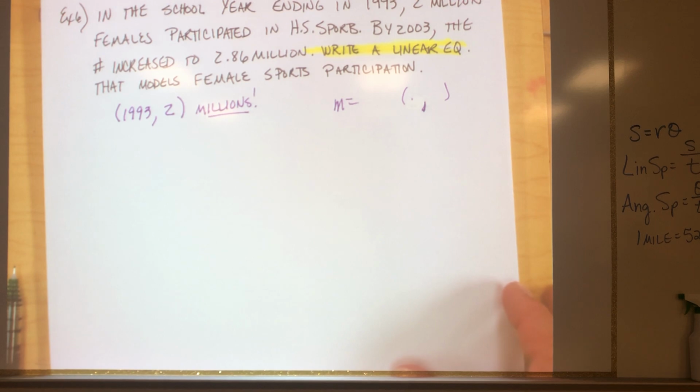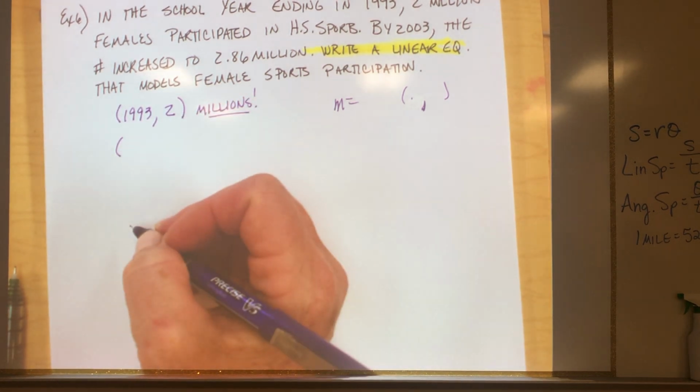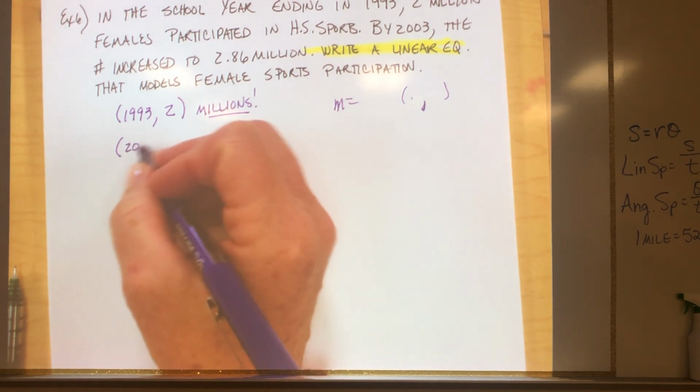It's in millions. It's not just 2, it's 2 million. Is there a difference between 2 and 2 million? Yes. Yeah, $2 and you know, what, I don't even know if you could buy a drink anymore for $2. Okay, but $2 million, we'll buy everybody a Sonic drink, right? What's my next point? 2003.